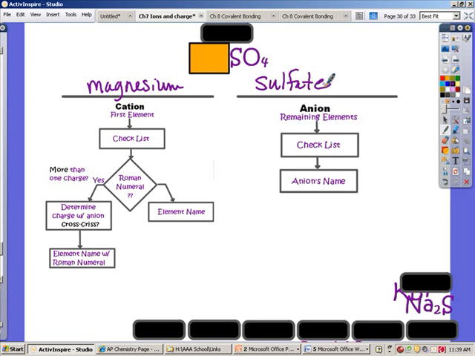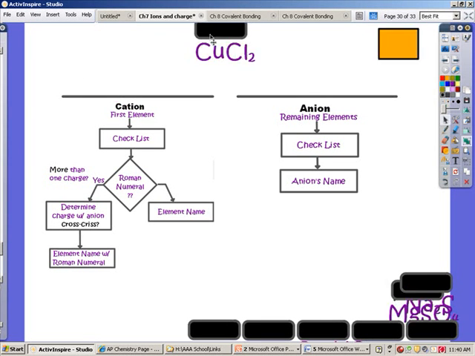And notice that it has an ATE instead of an IDE this time. That's because it's a polyatomic ion. It has sulfur and oxygen in it. And cover up everything but that first element. And I see this one is copper. So as I look on the list for copper, I notice that this is one of my first transition elements.